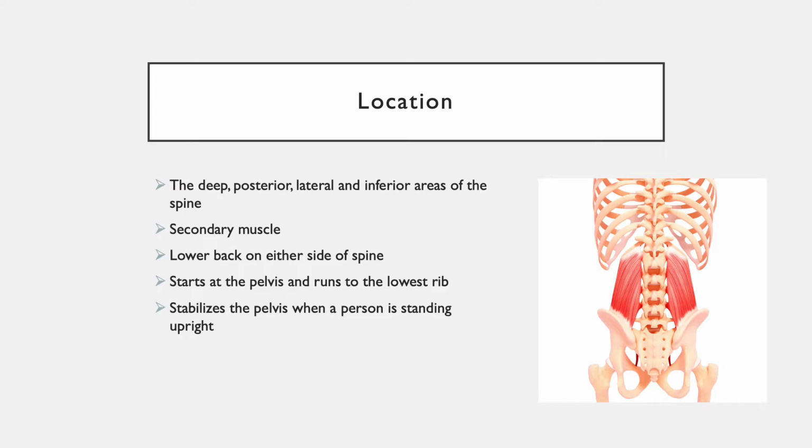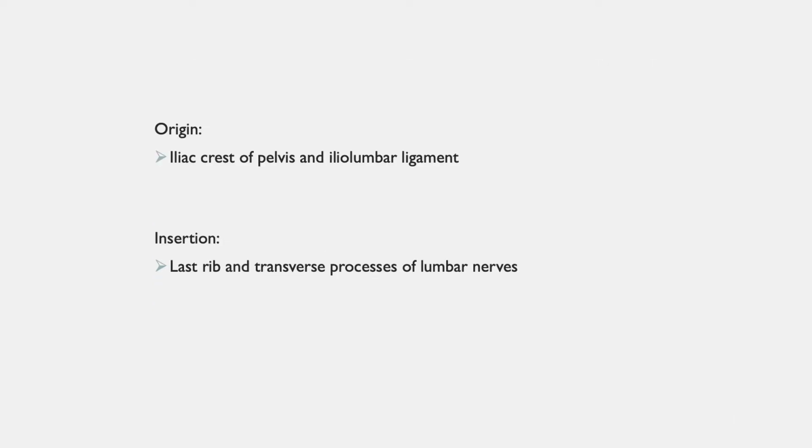It starts at the pelvis area, and you can see at the bottom of the muscle, that's where it's on top of the pelvis, and then runs to the lowest rib. It stabilizes the pelvis, so when someone's standing up straight, that's what is keeping the pelvis stable. Its origin is at the iliac crest of the pelvic and iliolumbar ligament. The insertion is at the last rib and transverse processes of the lumbar nerves.